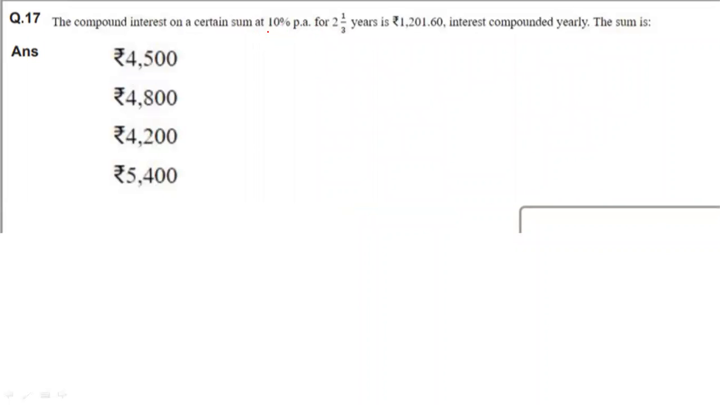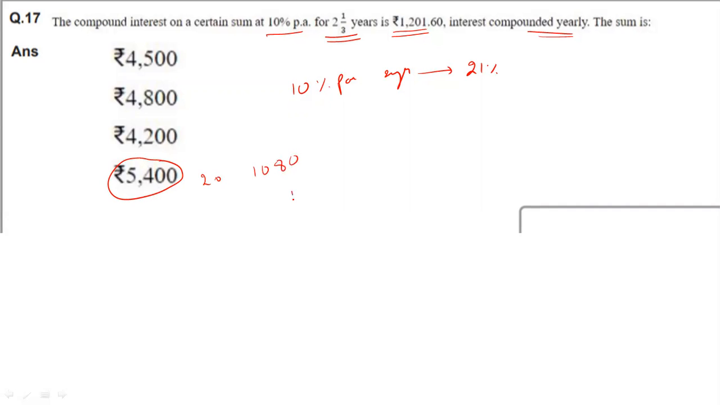Compound interest at 10% per annum for 2 1 by 3 years is 1200, compounded yearly. The sum is? So 10% per annum normally for 2 years will give 21% interest. Here it is 2 1 by 3 years, which should be 21 plus something extra. So the best option we will be selecting. If I take 5,400, 20% itself is 1080. So 21% itself is 1134, actually nearly. So it will go beyond 1200. So the answer should be less than 5,400.